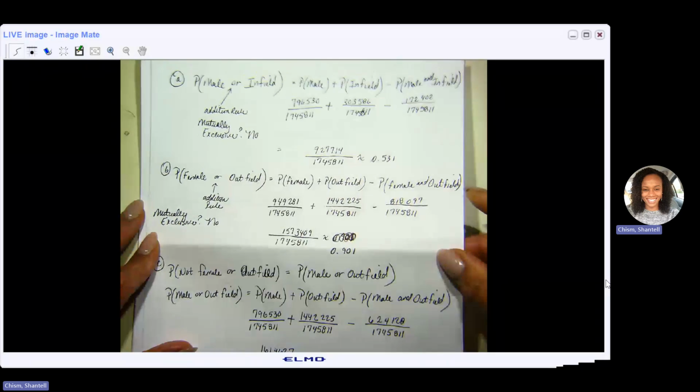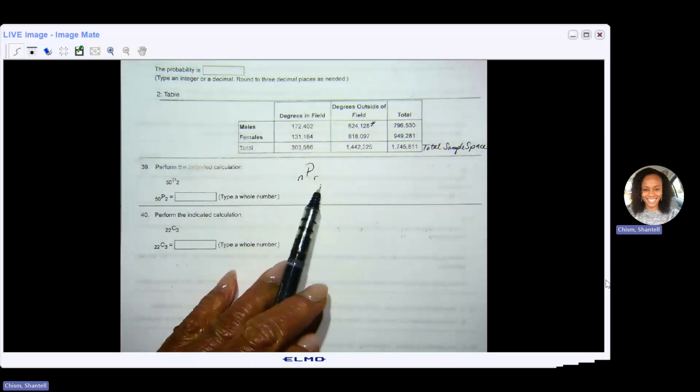Okay? All right. And then lastly, you've got 39 and 40, where you just have to determine how many different ways you can permutate 50 objects 2 at a time. Or in other words, when it's a permutation, because that's a P there, that means permutating. Order matters when it's a permutation. So in other words, you got 50 objects and you want to figure out how many different ways you can order them, taking them 2 at a time. So this is nPr, where the n is 50 and the r is 2.